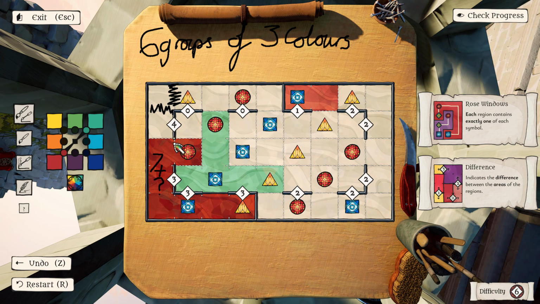But I just don't see... Oh, wait. We can get this red. Or even this red. What was I talking about? Okay, well, that gives us so many more options than I thought we had.